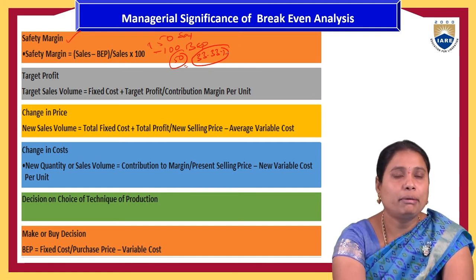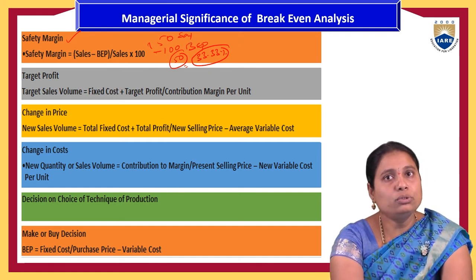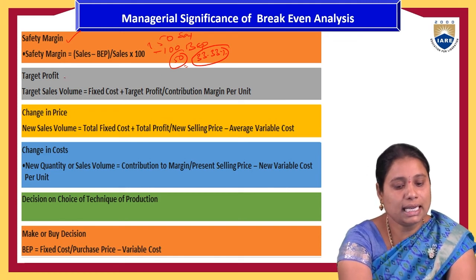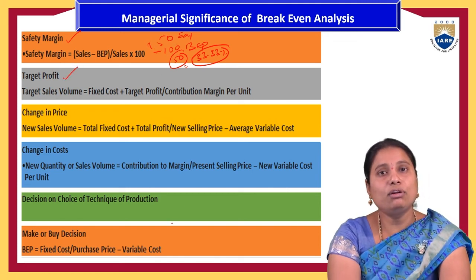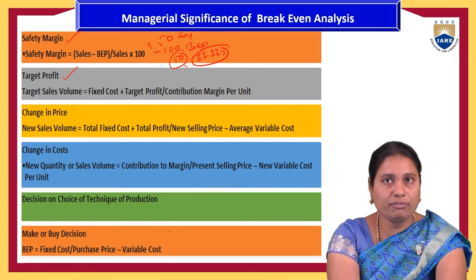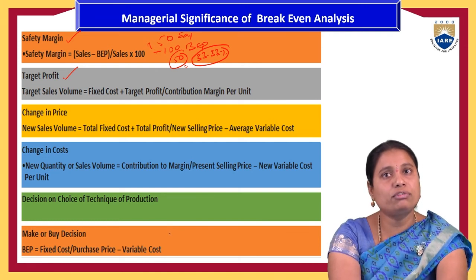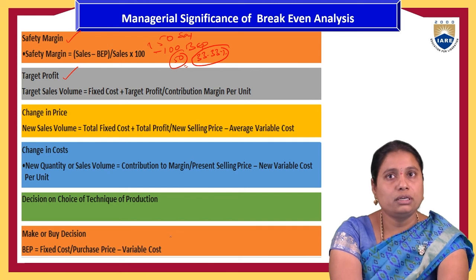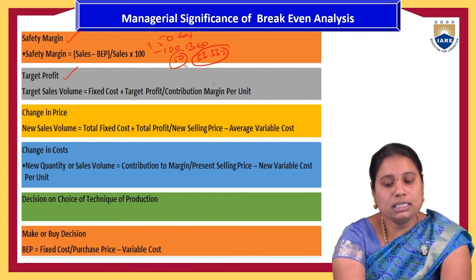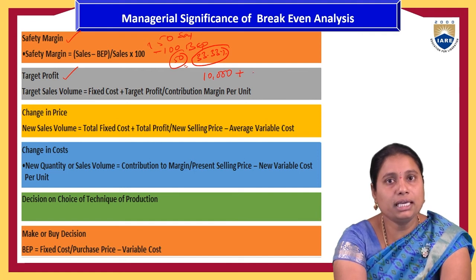Also, by using the break-even point we can calculate the level of output for the target profits, with the formula: target sales volume equals fixed cost plus target profit divided by contribution margin per unit. Let us say 10,000 rupees is the fixed cost of the organization and they are expecting a profit of 20,000 rupees.